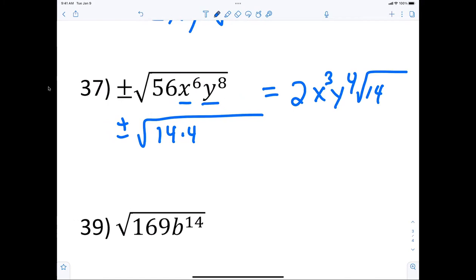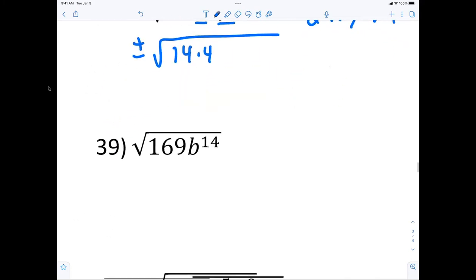Yesterday we talked about the square root of 169. What's the square root of 169? 13. B to the what? 13b to the 7th. Everybody happy with that? Yep. Anybody have any issues?